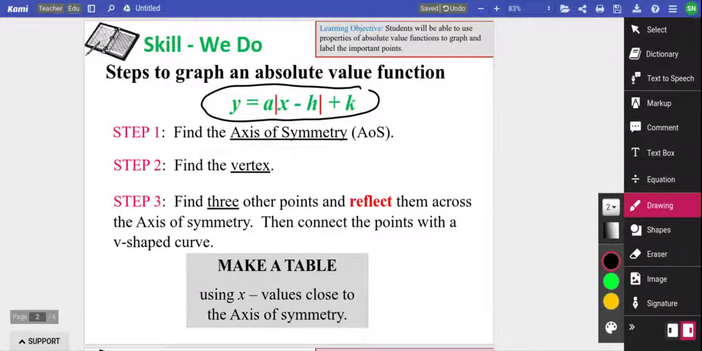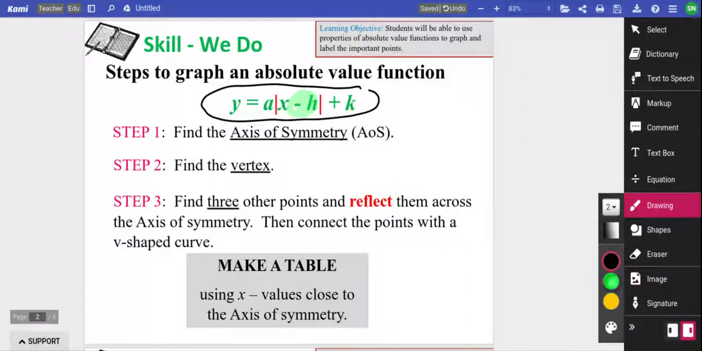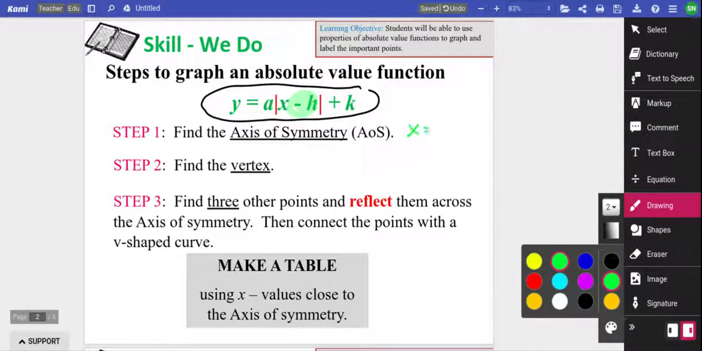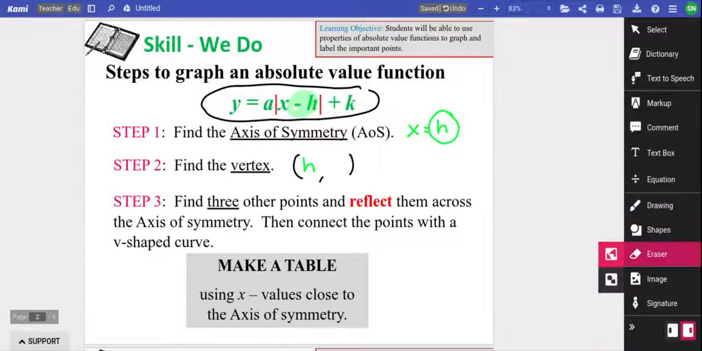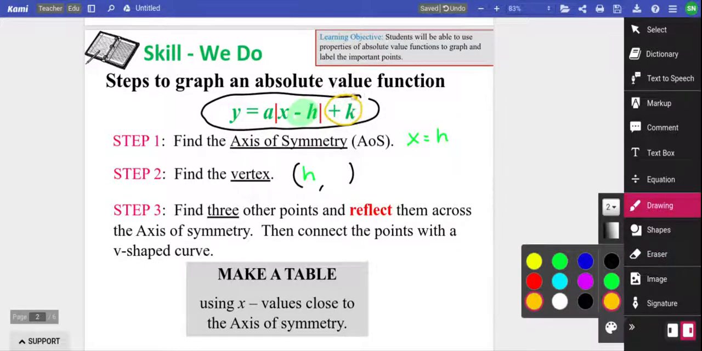The axis of symmetry is given by the opposite of that. The opposite being x equals, since we have a negative h, the opposite would be positive h. Then we have the vertex. The vertex is given by using the h and the k. So whatever we get here, we put it as the x value for the vertex, and we also use the k value for the y.